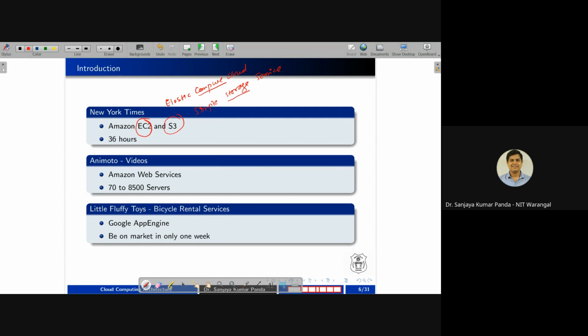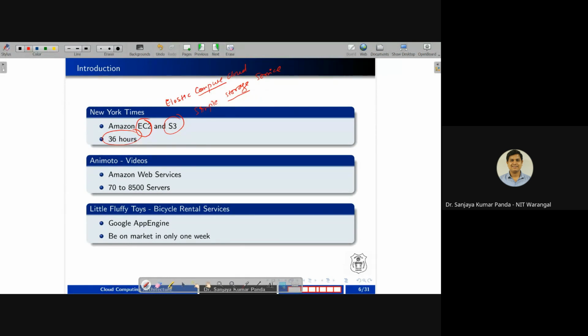So Amazon AWS provides these two popular services. One is for computation, one is for storage. They subscribed to two different types of services: Amazon EC2 for computation and Amazon S3 for storage, and they were able to convert all the newspapers into a web-friendly format within 36 hours. So this is one of the success stories behind cloud computing.